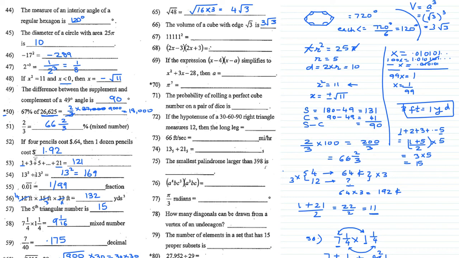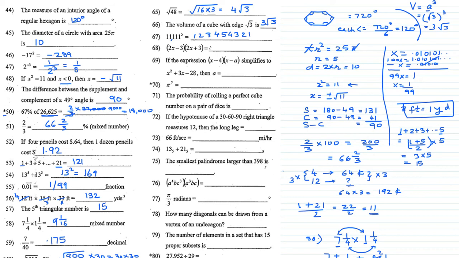Question 67. What is 11,101 squared? So the trick that we use for this question is we simply count the number of ones. So the number of ones in this case is equal to 5. So the answer to this question will be 1, 2, 3, 4, 5. This is where we stop, and then we start going down. So 4, 3, 2, 1. That would be the answer.